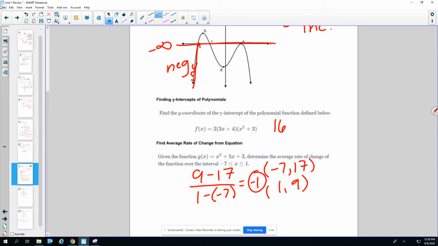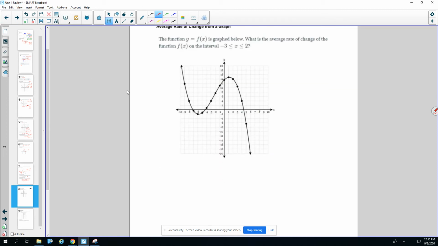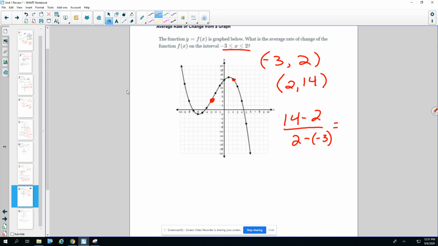A second average rate of change problem, this one having to do with a graph. So this is a little easier. We don't have to use that calculator. So we want average rate of change over this interval. So I'm starting from -3 something. So -3, 2. Right, that's the point that goes with -3. And then to 14. Set up our slope, 14 minus 2 over 2 minus -3 is going to give me 10 over 5, which equals 2.